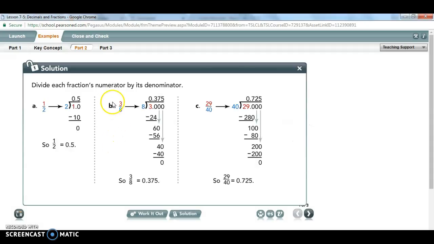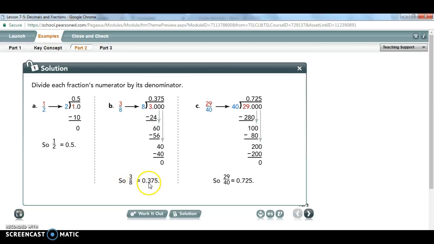If you did B and you did 3 divided by 8, you had to add a decimal point and a few zeros after it. 8 can go into 30 3 times, and we subtract. This is our standard long division. And in our answer, that decimal point goes straight up. That's why it's super important to make sure all of these numbers are lined up properly. So your final answer of 3/8 equals what as a decimal?